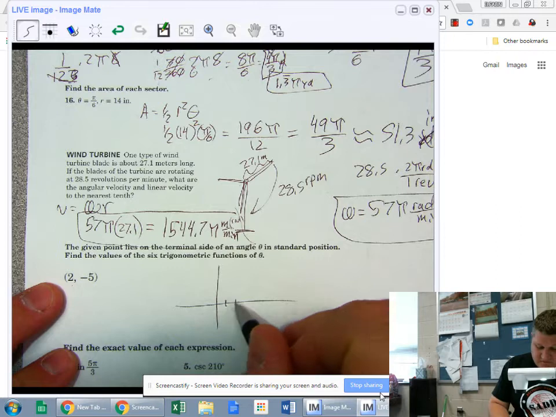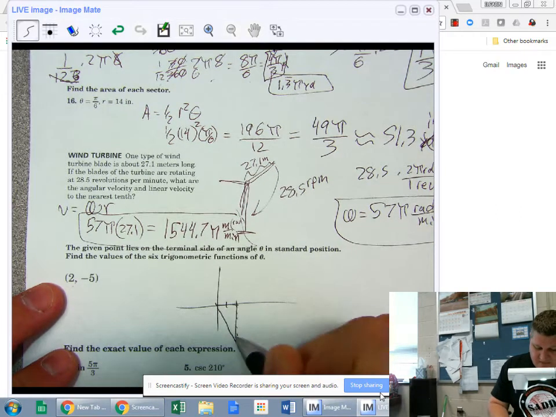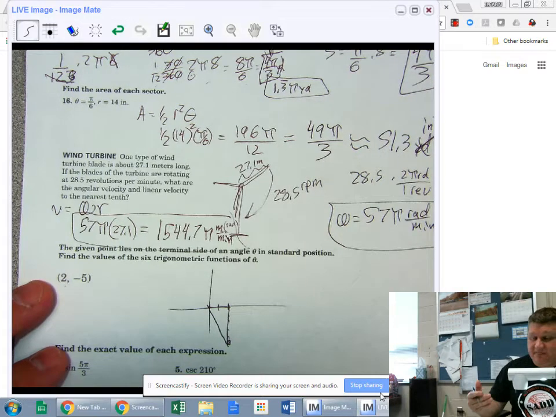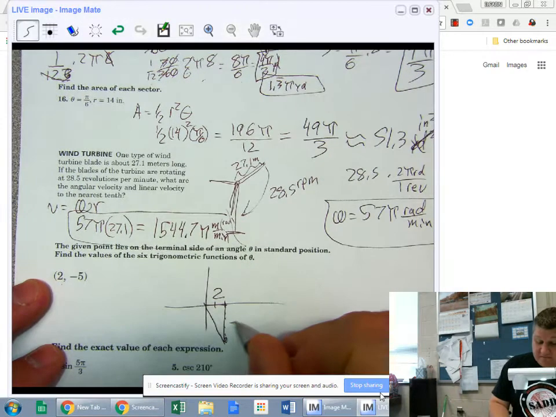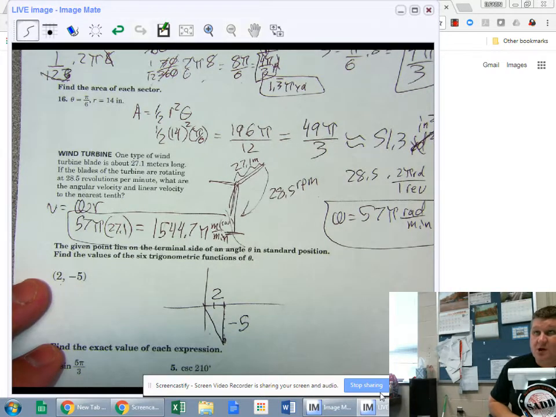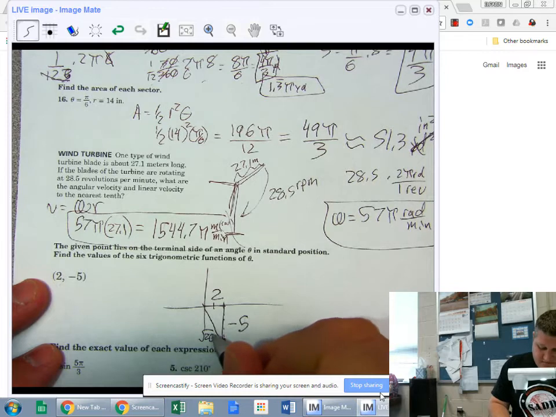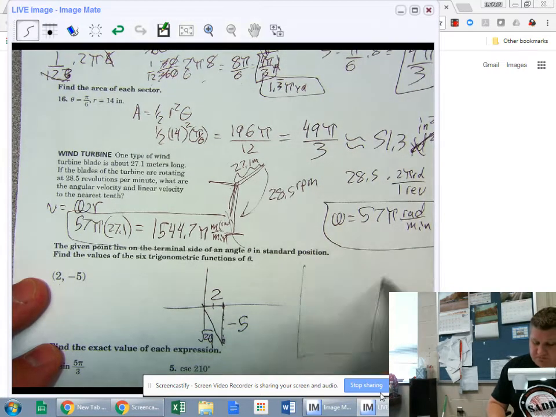Now, in this case, 2, 5. So 1, 2, 1, 2, 3, 4, 5. Here you go. These are the best problems in the world because they give you everything. Because this is how long? 2. This is -5. So can I find this pretty fast? Square root of 29, right? At this point, could you find all the 6 trig values?